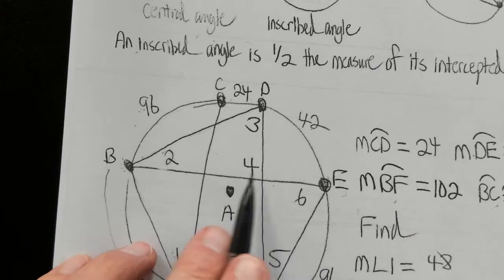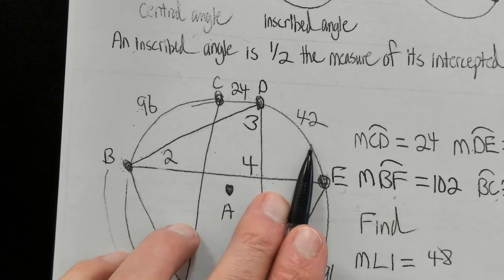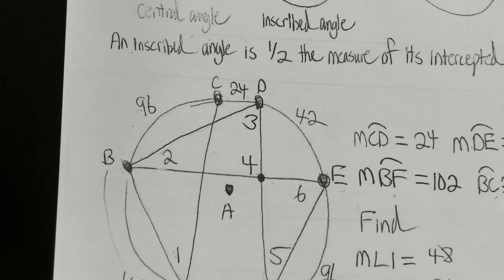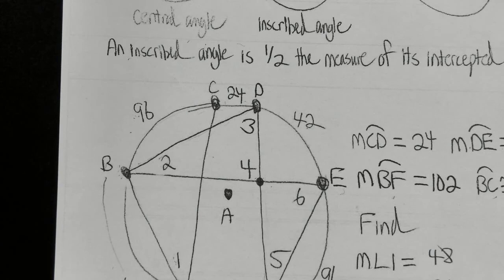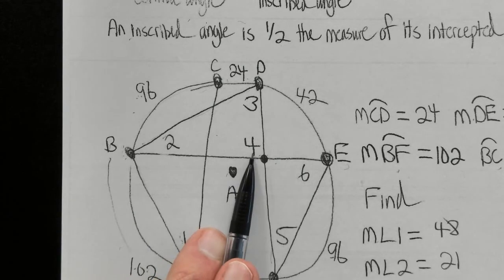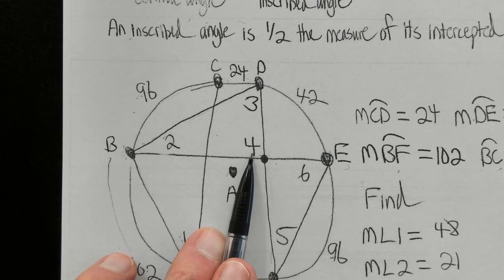What about angle 4, though? Angle 4 is not an inscribed angle because the vertex is not on the circle, right? It is not a central angle because the vertex is not in the center. So how are we going to find it? Well, here's where we got to think back to last semester.